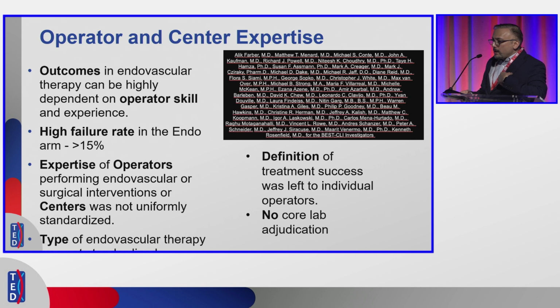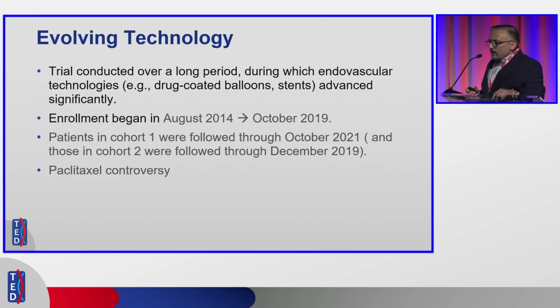So, for instance, in my practice, about 7% of the patients I put on the table are claudicants. 93% are Rutherford 4 or 5. 93%. So the definition of treatment success was also left to the individual operators. There was no core lab adjudication when I looked at the paper. So whether the endovascular therapy failed or succeeded was just so subjective, right? And this trial was done over a long period of time, during which there was the whole paclitaxel controversy. So you can say that patients were probably not treated adequately well during that time with the drug-eluting therapy.